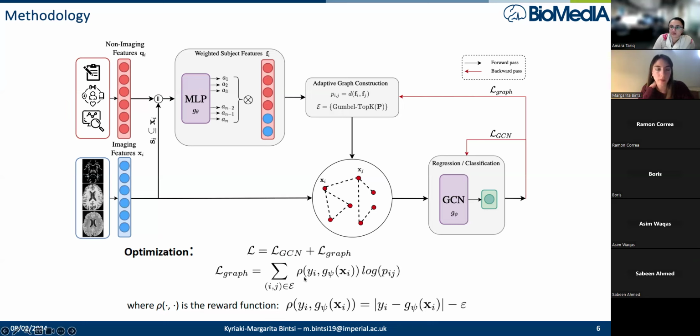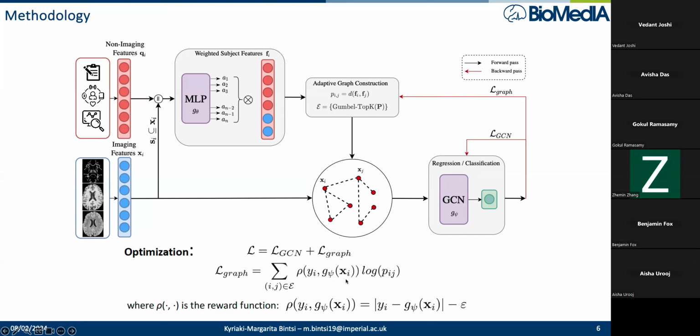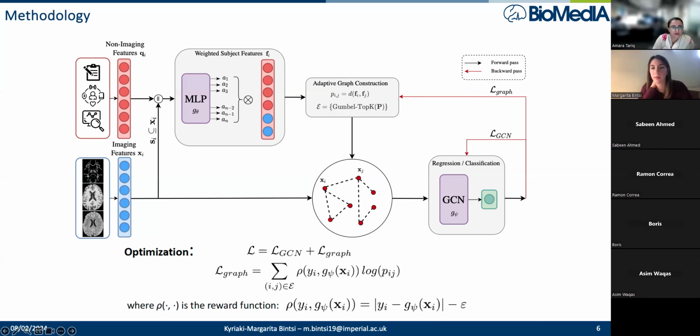Any other questions from the audience? Yeah, I have a question. In the graph that you've generated, the nodes are the patients, and these weighted features are the features of each patient. And how are you getting the edges? How are you calculating the weights for these edges?